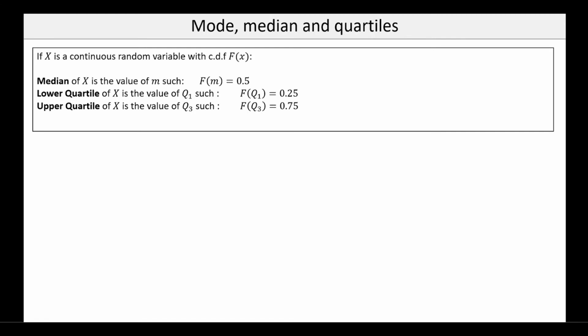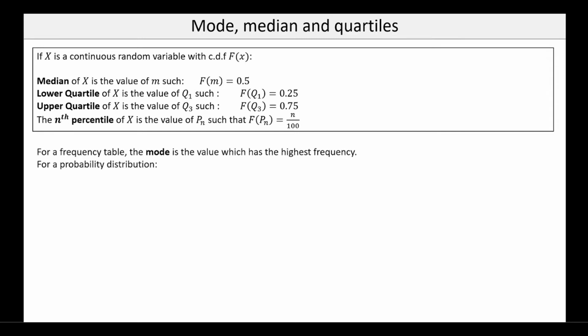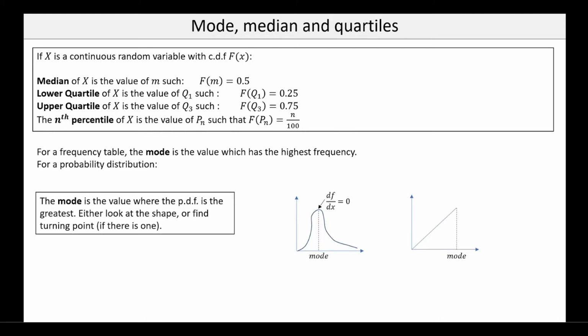Similarly, we can find the lower quartile by setting the cumulative distribution function equal to 0.25 and the upper quartile by setting it equal to 0.75. Percentiles, set it equal to the appropriate value.